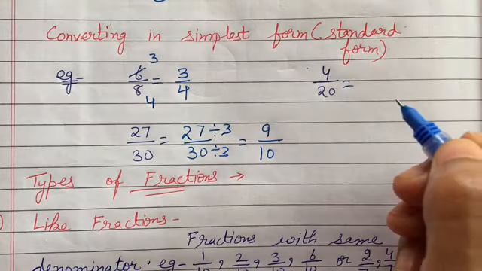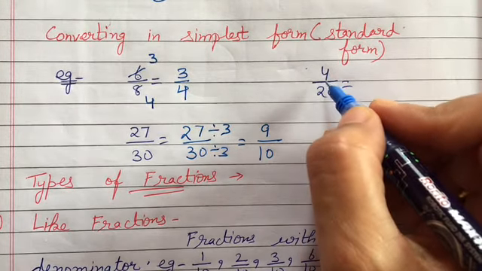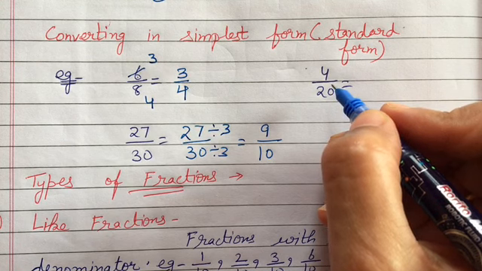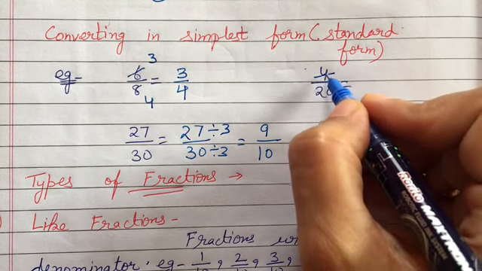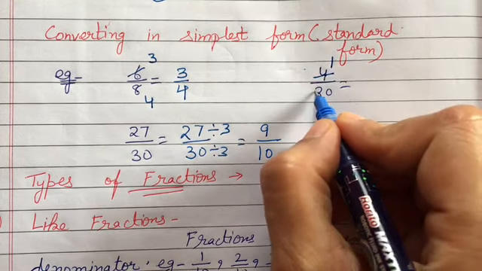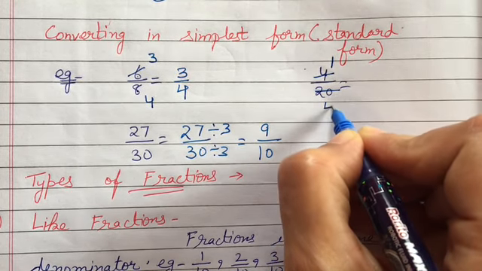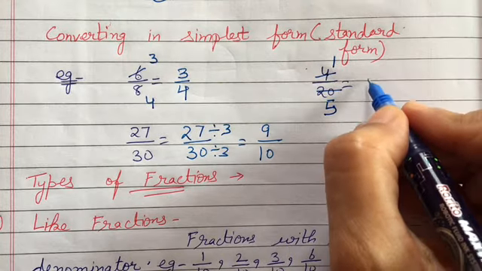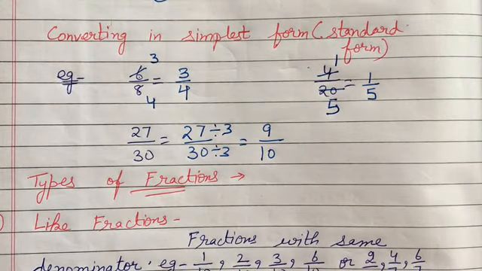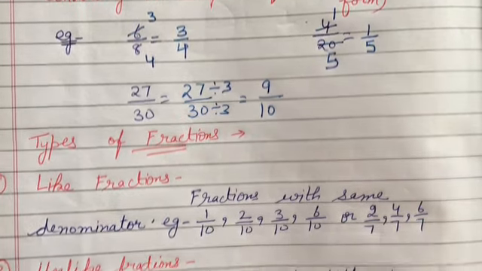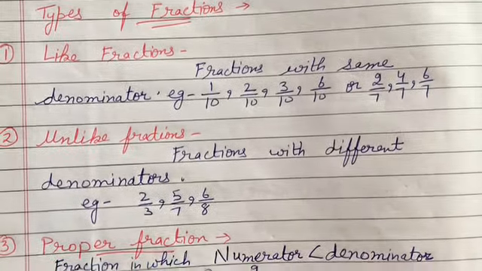So 4 and 20. 20 comes in the table of 4. Fine. So we will cut them by 4. 4 divided by 4 is 1 and 20 divided by 4 is 5. So the answer will be 1 upon 5. This is the way of converting any fraction into the simplest form.